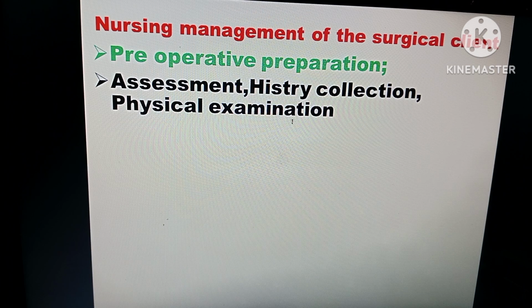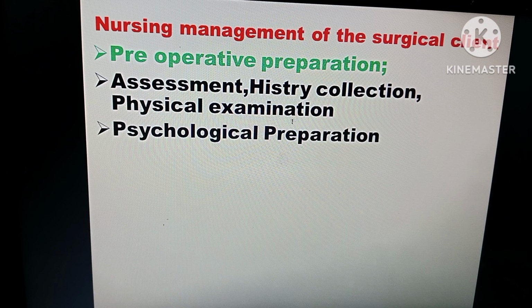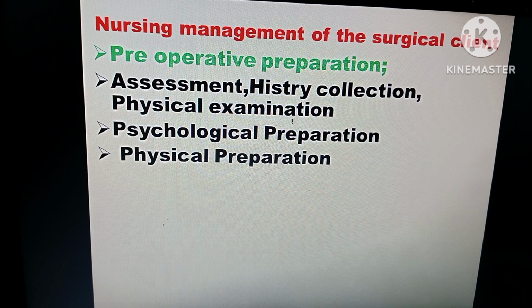Through the physical examination only, the nurse will come to know various signs and symptoms. As soon as the doctor decides and the client is posted for surgery, the preparation of the client will be started. The first one is psychological preparation. Nobody will enter the OT happily because everyone will get scared. So to tackle that fear, psychological and emotional support to the client as well as the family members is very important, and answering their questions in a rational way.